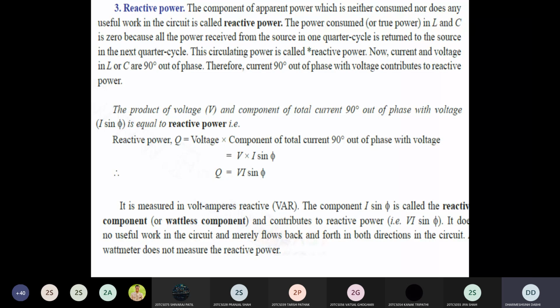So what is the unit of this reactive power? We measure it in volt ampere reactive, or in short we call it VAR. And this component of the current, I sin phi, which is 90 degrees out of phase with the voltage, is called the wattless component, because it does not contribute to the useful work in your circuit. So this component is called the wattless component.